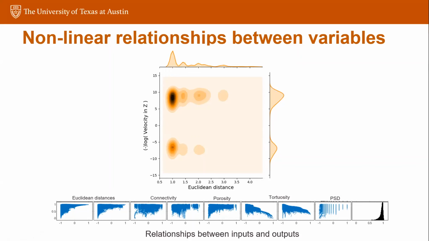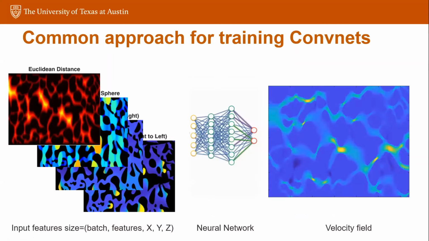So instead of worrying about what feature is the most important, we gave them all to a vanilla convolutional neural network. This is kind of a state-of-the-art neural network that proved really good results in other tasks. So I gave it all of our features and asked it to produce the velocity field.